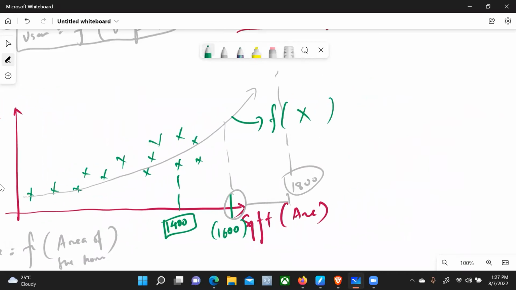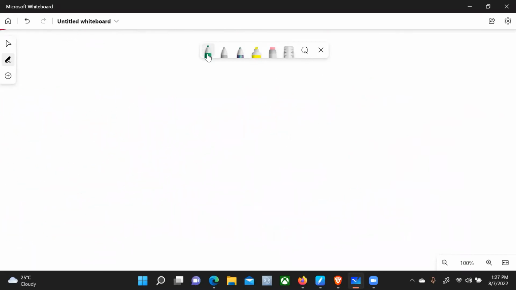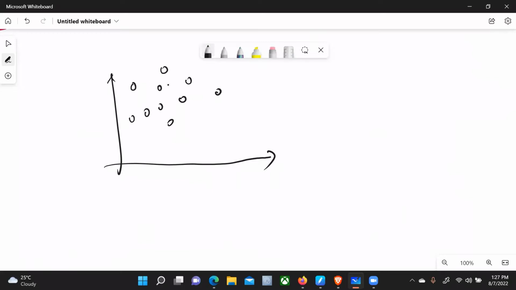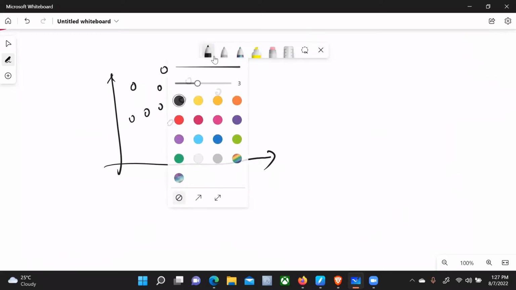So when we talk about function, it's not just regression. That was a regression example where we were trying to predict a numerical outcome. Here, we could have a different scenario as well. Maybe someone wants to do classification, wants to segregate two classes properly.